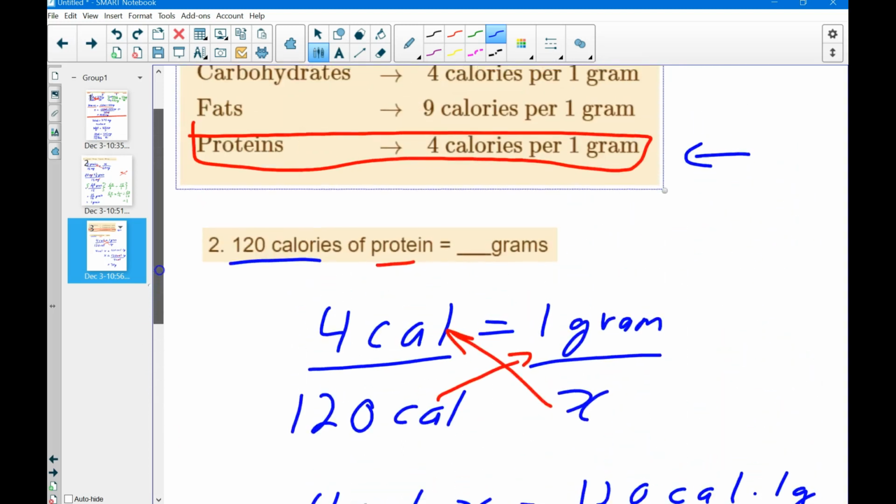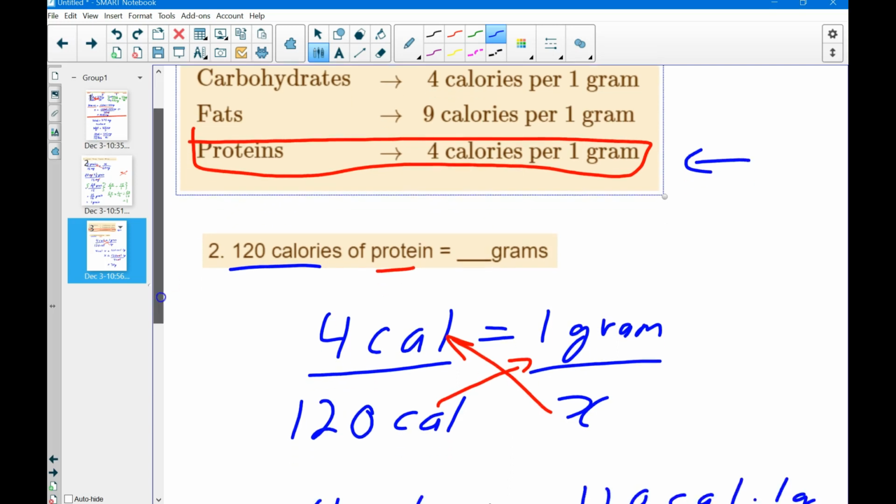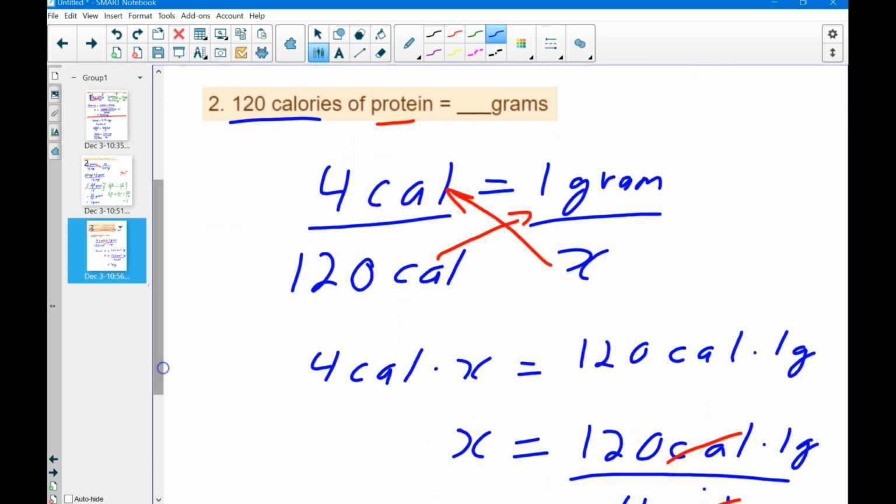So once you have this chart right here, these conversions are the same as we've been doing all along, just different equivalent statements.